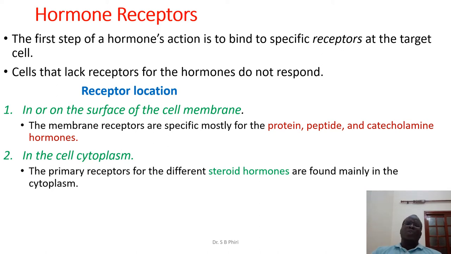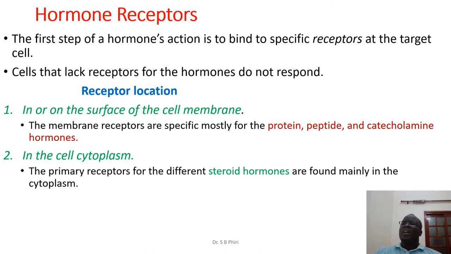We also have receptors that are found in the cytoplasm of the cells. The cytoplasmic receptors are examples of intracellular receptors for particular hormones. For hormones to bind to cytoplasmic receptors, they have to be fat soluble so that they can penetrate and enter the cells. The primary receptors for different steroid hormones are found mainly in the cytoplasm. So for the steroid hormones, remember cortisol, aldosterone, corticosterone, their receptors are found within the cytoplasm.